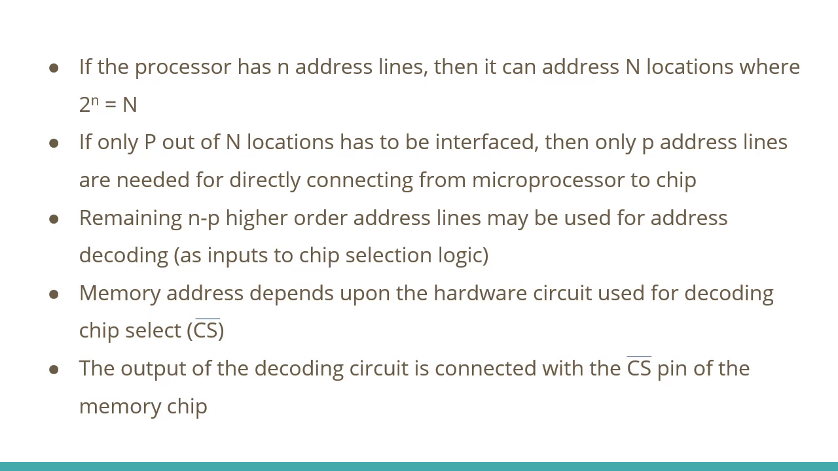If only P out of N locations are to be interfaced, then the least significant P address lines out of the available n lines can be directly connected from the microprocessor to the memory chip, while the remaining n minus P higher order address lines may be used for address decoding. Address decoding acts as an input to the chip selection logic. The memory address depends upon the hardware circuit that is used for decoding the chip select. The output of the decoding circuit is connected with the chip select of the memory chip.